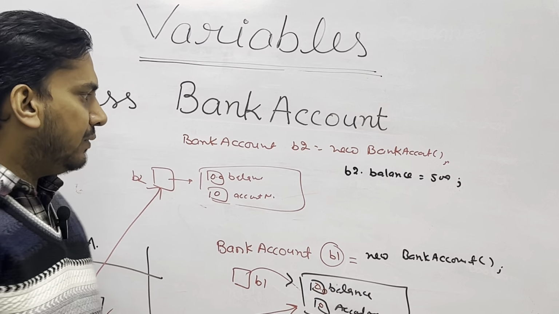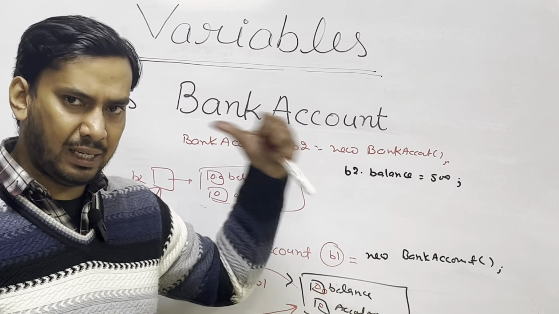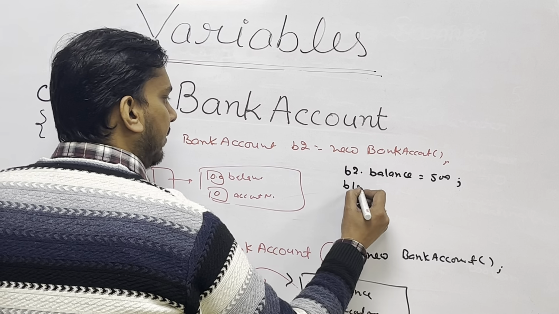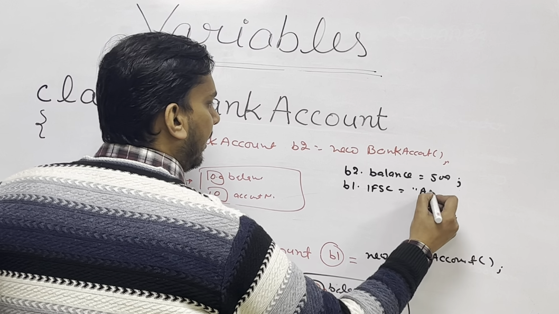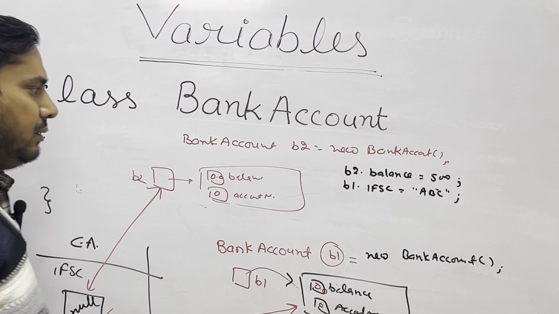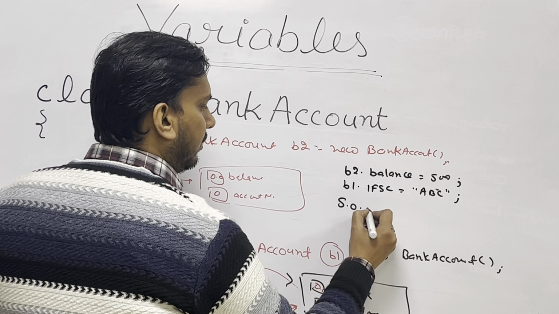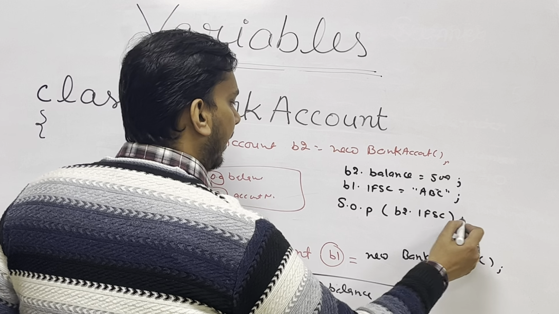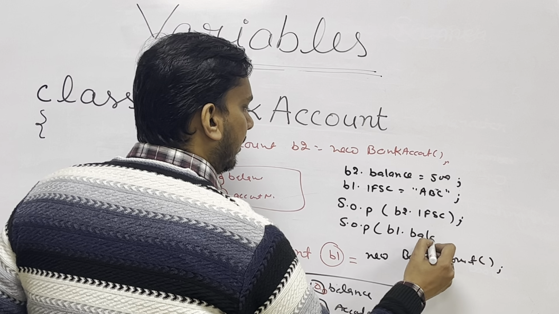So is it allowed? 500 is int type, I am assigning to the double type. So widening will be taking place. I have already discussed in the type conversion. Now similarly I am writing B1 dot IFSC is equal to ABC, right. Then I am writing system dot out dot println B2 dot IFSC and system dot out dot println B1 dot balance.